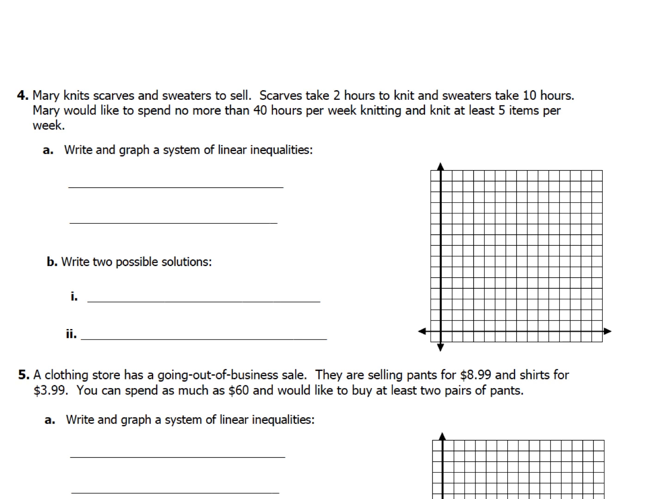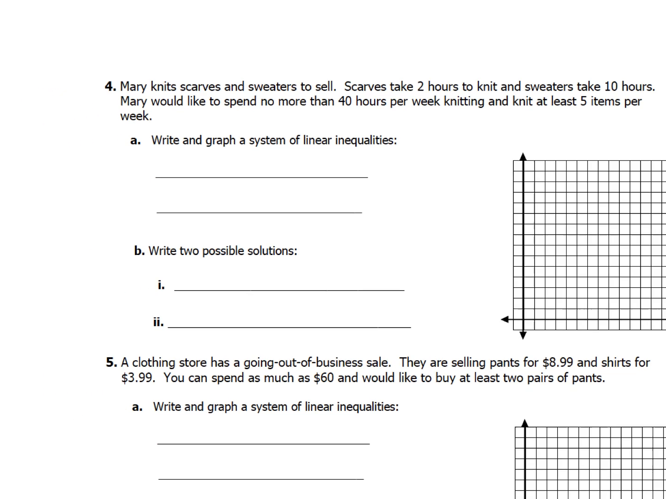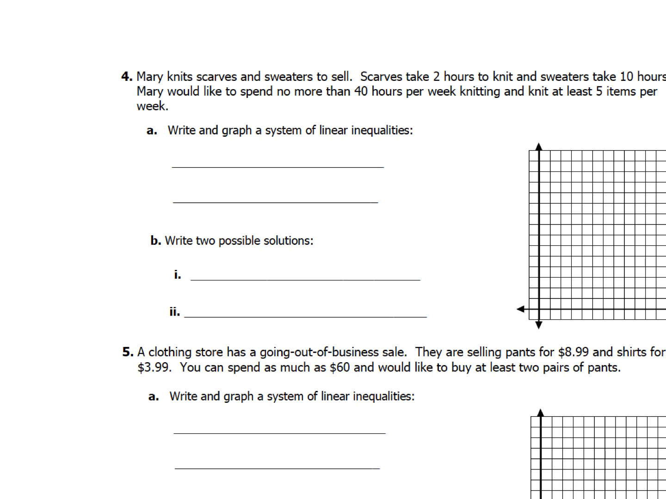Okay, so this one says, Mary knits scarves and sweaters to sell. Scarves take 2 hours to knit. Sweaters take 10 hours. Mary would like to spend no more than 40 hours per week knitting and knit at least 5 items per week. Okay. What are the 2 things we're talking about? Scarves and sweaters. So I'm going to say X is scarves and Y is sweaters. X is scarves, Y is sweaters.